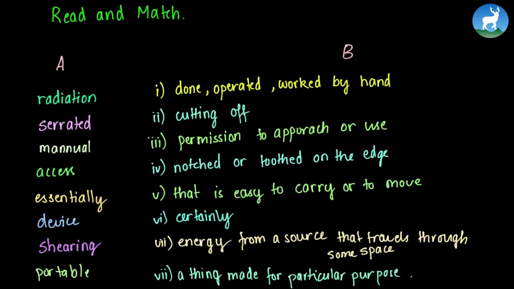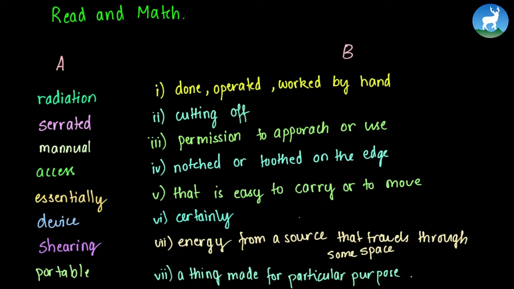And another important thing that you need to do while finding the meaning is going through every possible option that you have. If you think this is correct, keep it on hold. If you think that option is not correct, eliminate it. So radiation cannot mean done, operated, or worked by hand. Cutting off is probably not the definition for radiation. Permission to approach or use. Notched or tooth on the edge. That is easy to carry or to move. Certainly, these options cannot be the ones for radiation.